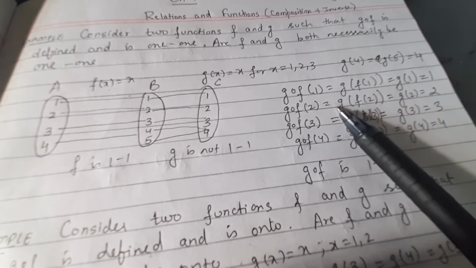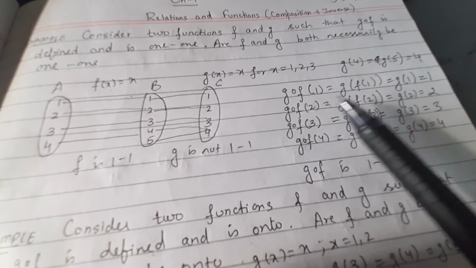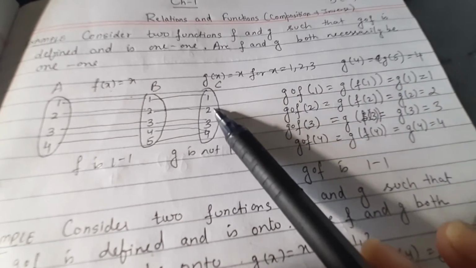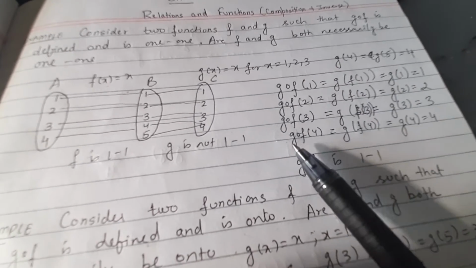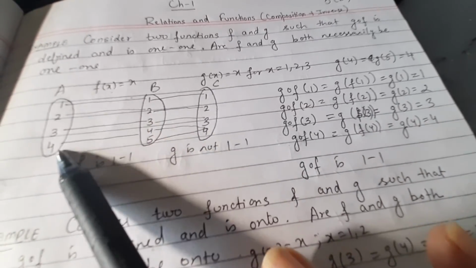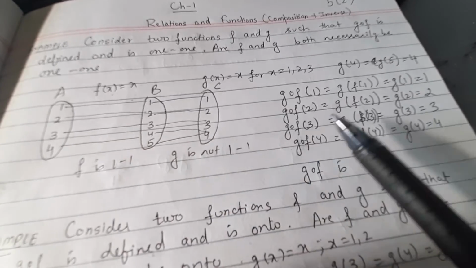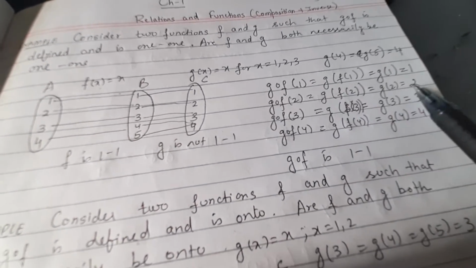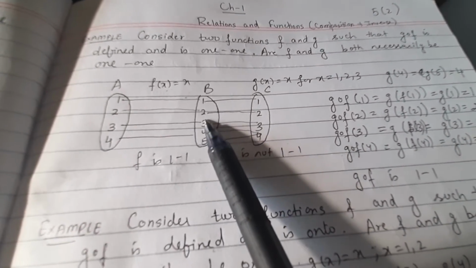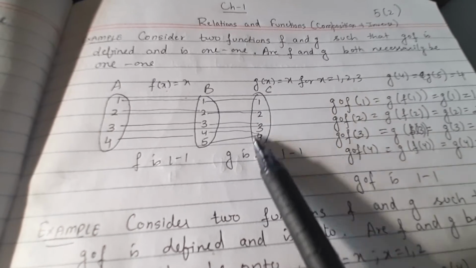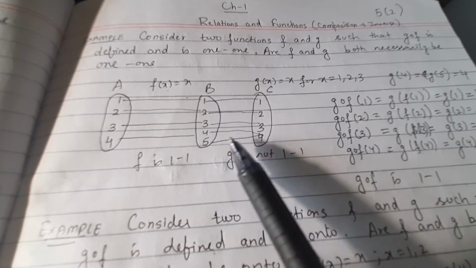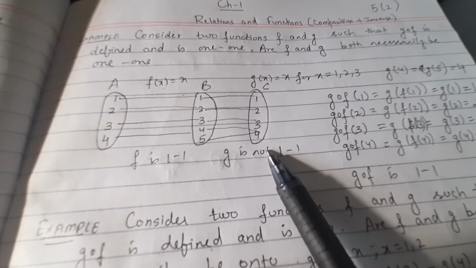Similarly, g(f(2)): f(2) from this definition is 2, so g(2), and g(2) from this definition is again 2, so this is okay. And similarly, g(f(3)) is 3 and g(f(4)) is 4. I can apply only till 4 because the elements of A are 1, 2, 3, 4. So you can see that g o f is 1-1. This is okay, and we can see here that f is 1-1, no problem, but g is not 1-1. Over here you can say that g(4) is 4 and g(5) is also 4. So g is not 1-1 in this case.